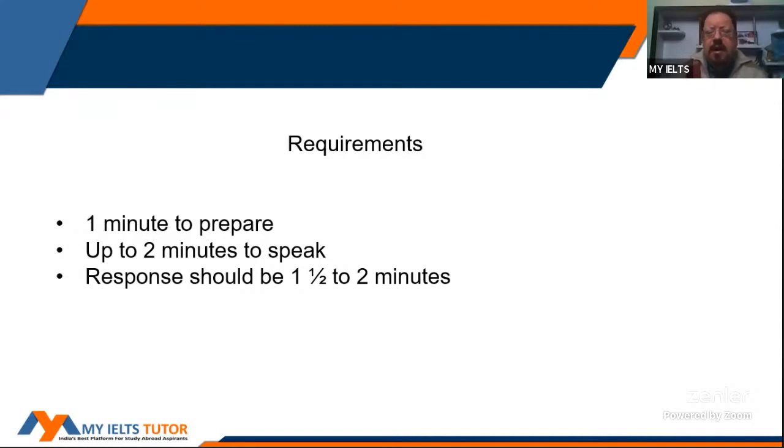You don't want to go over 2 minutes, but your speech should be within 2 minutes, and a good response should be somewhere between 1.5 to 2 minutes only. If you finish within that time frame and everything is good in terms of what you say and how you say it, how reasonable and logical it is, how well structured, you will get a good band score.